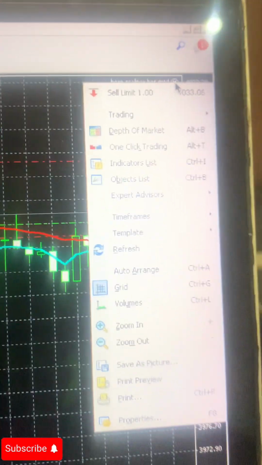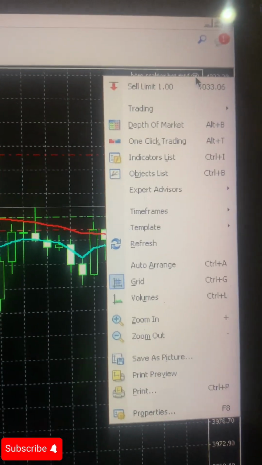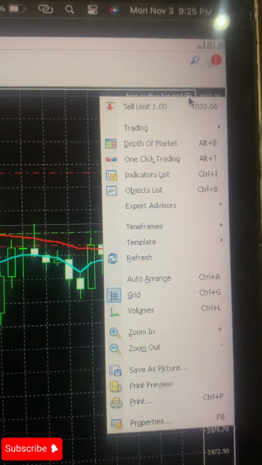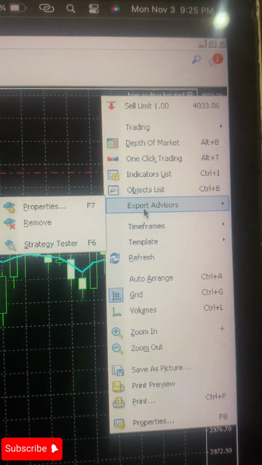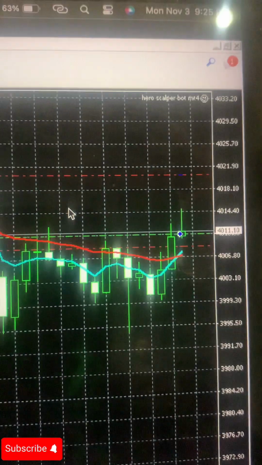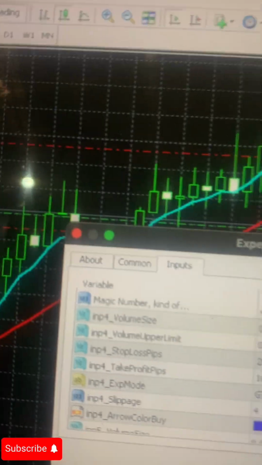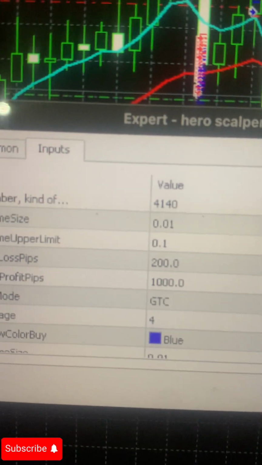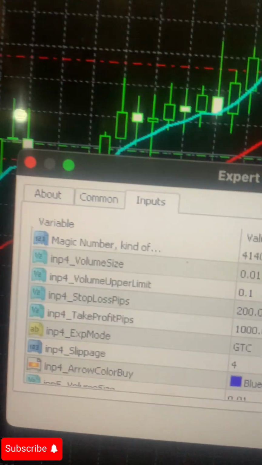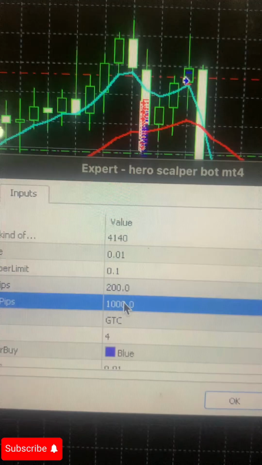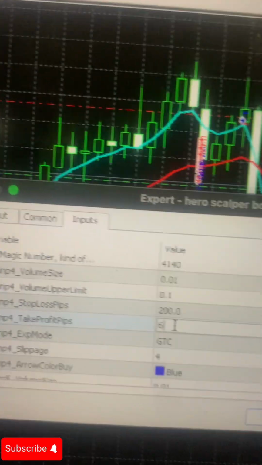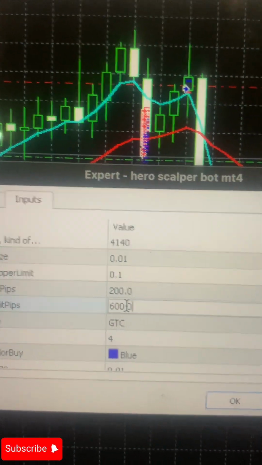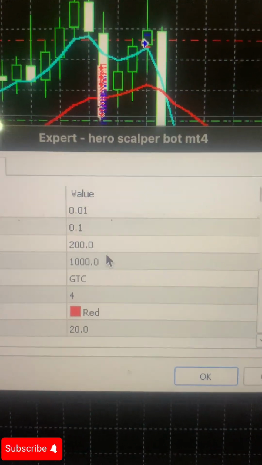Because where that thing will make sense now is if we are testing the London session, which I have not tested yet. Expert advisor properties. So I've not tested the London session yet. So this is 1,000. I'm going to put it to 600. It's going to be taking $6. 600, 1.0. So every $6 profit, that's what it will be taking.